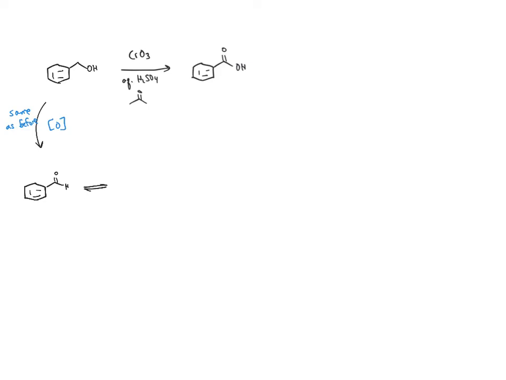And so what we can get is a gemdiol intermediate. And so in the presence of aqueous acid, we're going to have a proton source around so that we can generate that gemdiol. So let's draw that out. So we get a protonated aldehyde here, which then gets attacked by water. So water attacks, and then we get a protonated gemdiol intermediate. With loss of a proton, we get the gemdiol.